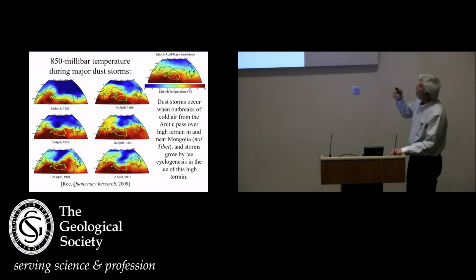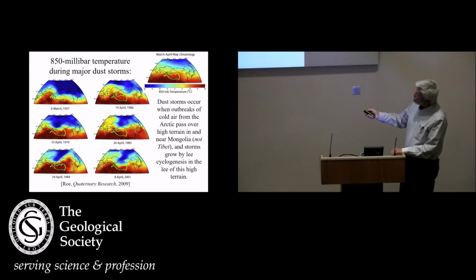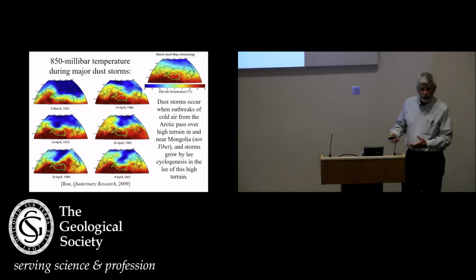Then these other six plots are days of big, big dust storms, some of the biggest dust storms in the past 50 years. And what you see is the cold air has come down and crossed Siberia, come in, gotten to Mongolia, gotten near the edge of Mongolia, gotten over in here. You have these big cold outbreaks that come when the dust storms come. That's the big message that Jerry has here.